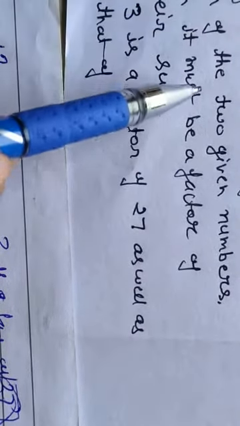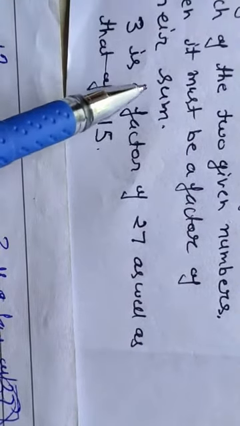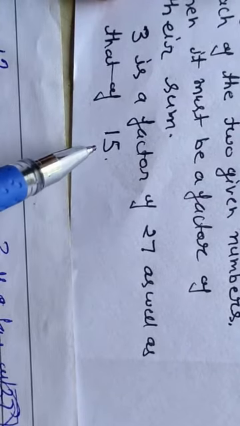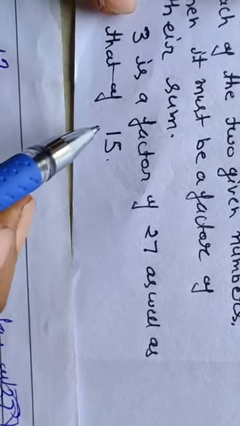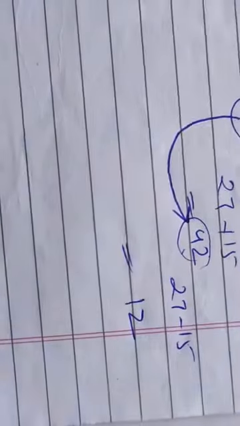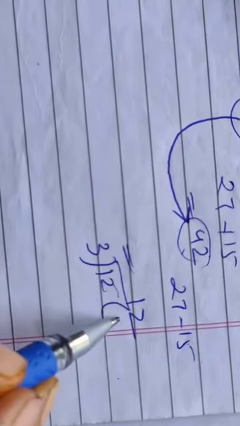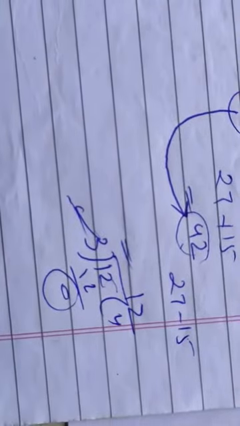Okay, so next is, if a number is a factor of each of the two given numbers, then it must be a factor of their difference. For example, same example, 3 is a factor of 27 as well as 15. So 3 is also a factor of 27 minus 15, that is equal to 12. Check, 3 is the factor. Dividing 12 by 3, 3 fours are 12, remainder is 0. It means 3 is a factor of 12.